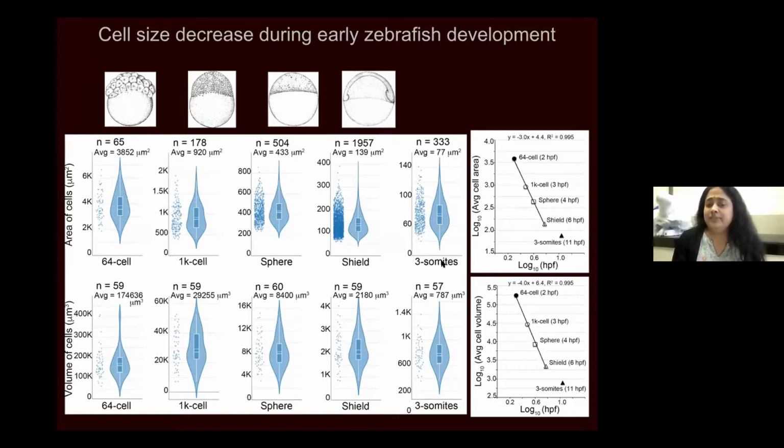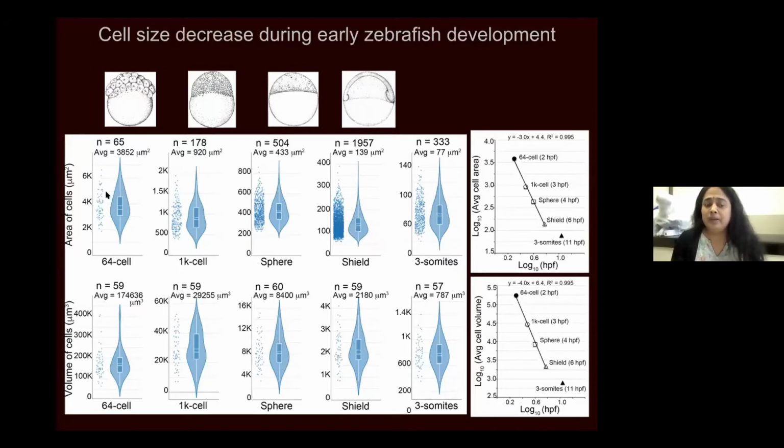So these are the 5 stages of development we picked. The 64 cell embryo, because we can visually count 64 cells and make sure that they are all uniform. From then on, the 1000 cell stage, which occurs around 2.5 hours. Then the sphere stage embryo, the shield, and 3 somites. So each stage is approximately 1.5 hours apart from each other, and they are stage matched. So developmentally, they are stage matched.